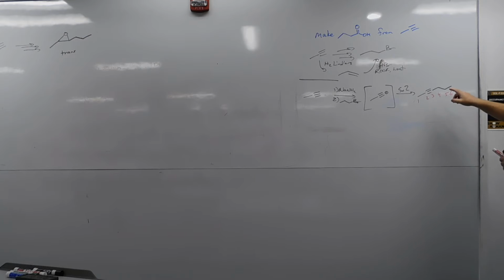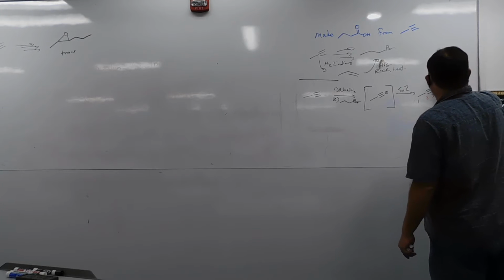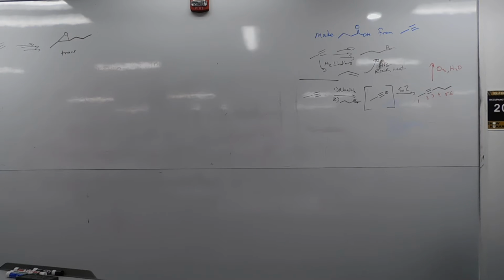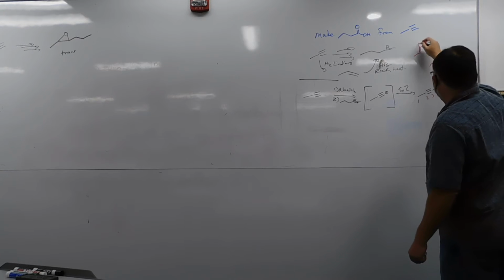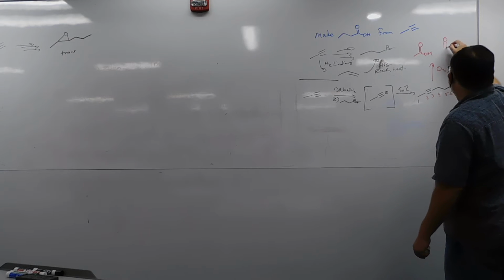Okay, so you definitely can go from here to the product if you treat this alkyne with ozone, right? You carve through all 3 of the bonds, you're going to get acetic acid, and then you're going to get butyric acid.